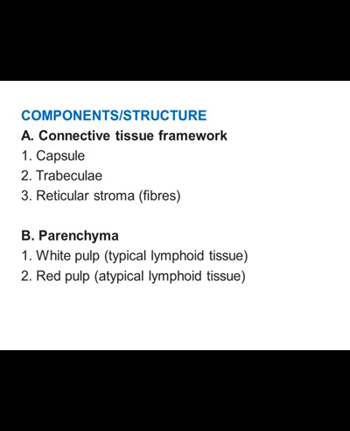Now we come to the components of the spleen. First one is the connective tissue framework, which is composed of capsule, trabeculae, and reticular stroma. Second component is the parenchyma. Here it is composed of white pulp, which is typical lymphoid tissue, and second is the red pulp, which is atypical lymphoid tissue. Here we can compare it with the lymph node, where the parenchyma was cortex, paracortex, and medulla. But here there is no cortex and medulla.